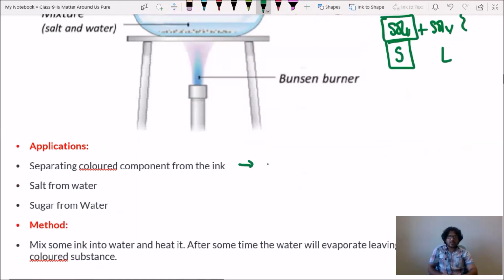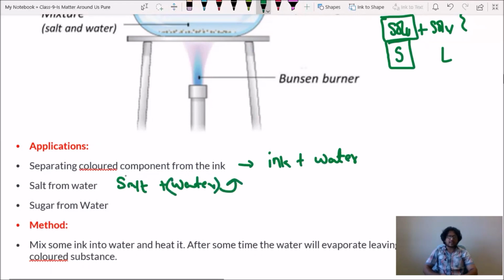In ink, if you want to separate two colors, or if you have added ink in water, we can easily separate ink and water. Next, salt from sugar. If you add salt and water, we get salt water. If you evaporate it, the water will be vaporized and the salt remains in the beaker. Like that we can separate salt. Same with sugar. Sugar plus water, if you heat it, the water evaporates and the sugar remains.